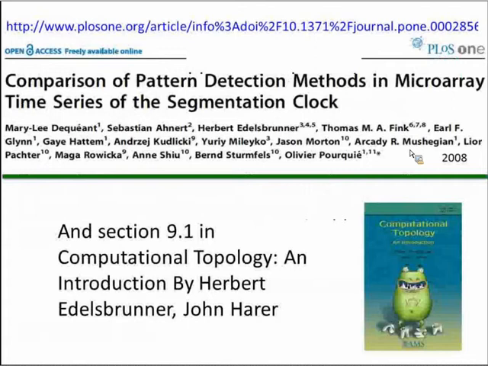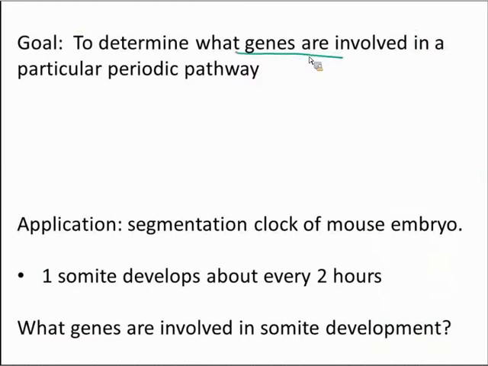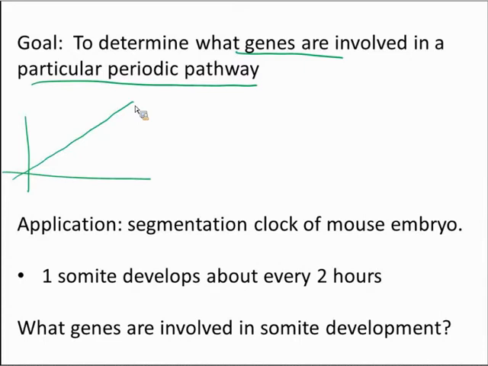So now we wanted to take a look at a comparison of pattern detection methods in microarray time series of the segmentation clock. You can see that from this PLOS One paper, as well as section 9.1 in Edelsbrunner and Harer's Computational Topology. So the goal basically is to determine what genes are involved in a particular periodic pathway. There are some genes that when you plot the expression across time, their concentration will just increase and increase, and then after a while maybe it'll decrease, but that pretty much does it.